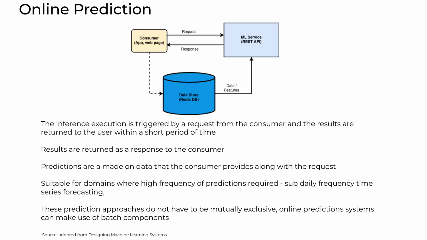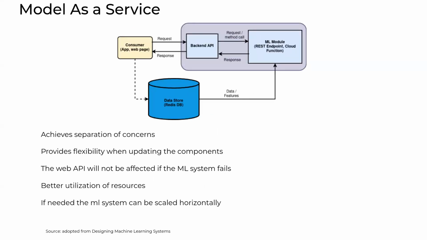So there are certain drawbacks in this specific approach that I'm showing, which is that the machine learning system and the ML REST API are kind of in one entity. So if one of these things fails, the whole system goes down.